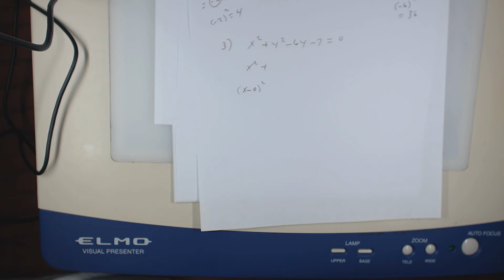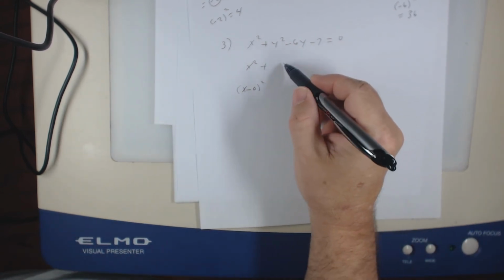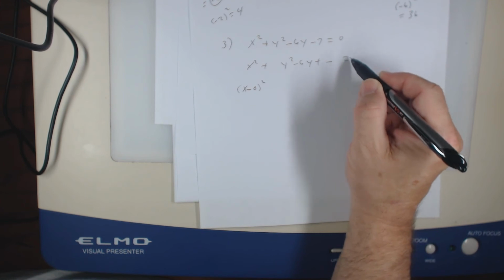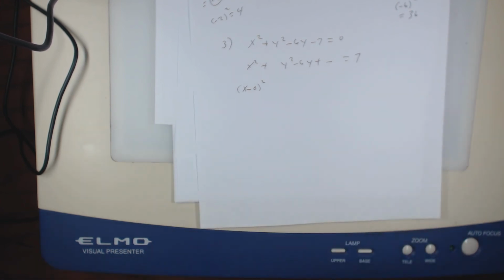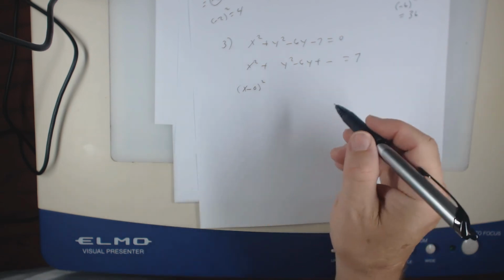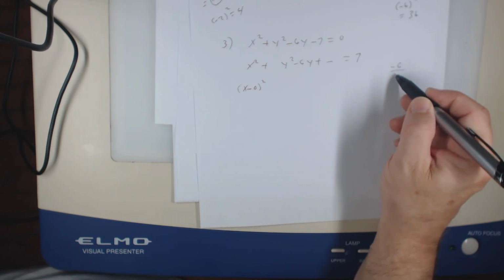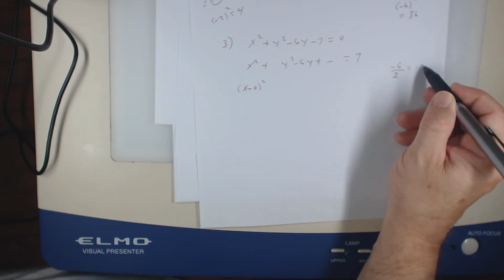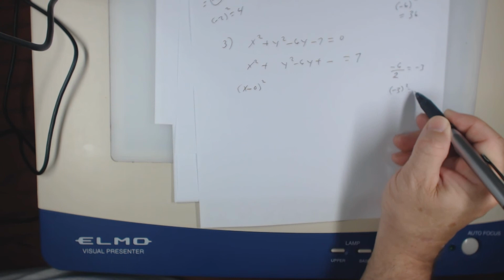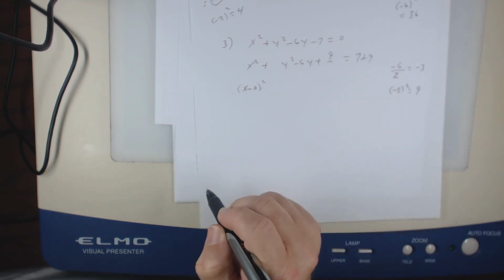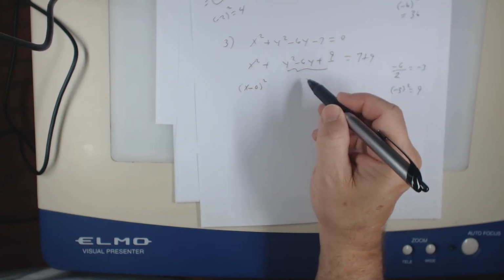Do I need to complete the square in the y's? Yes, because I have two terms. And then plus a blank, and what goes on the other side though? 7. Okay, so all I need to do is complete the square in the y's. All right, so what's the coefficient of y? What do I do to it? I get negative 3. What do I do to negative 3? What do I get? And then what do I do to this 9? Okay. So now this should be a perfect square trinomial.